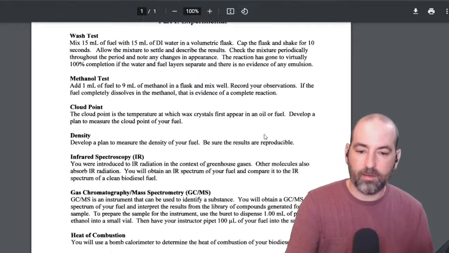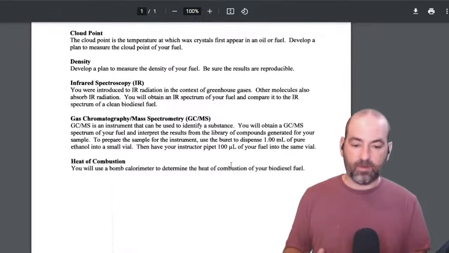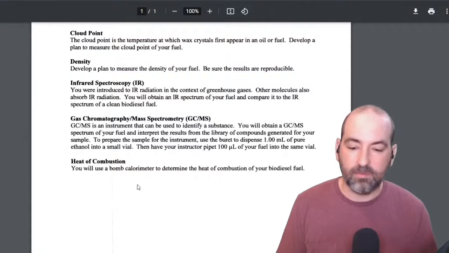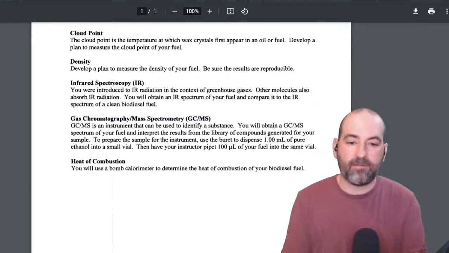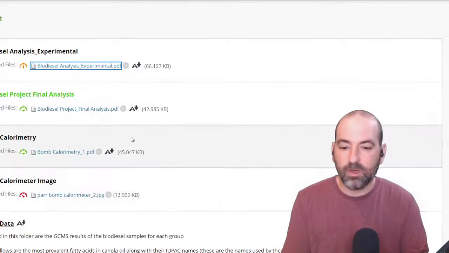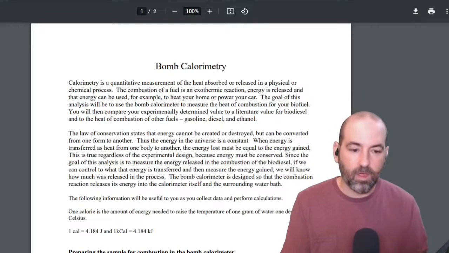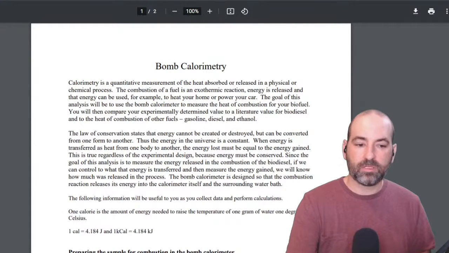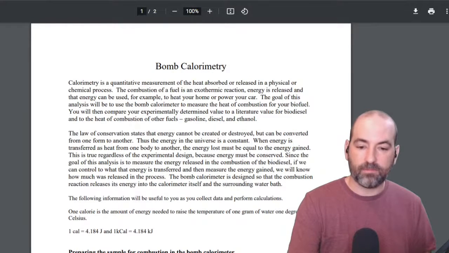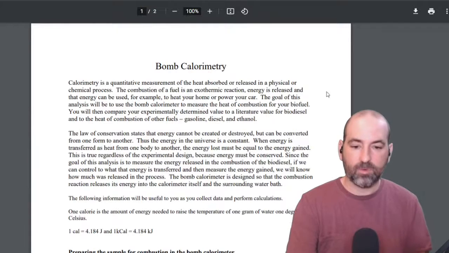Okay. So then the bulk of our time tomorrow is going to be spent measuring the heat of combustion using a bomb calorimeter. So let's talk about that for a second. First of all, that has its own procedure, which is the third one down here, bomb calorimetry. So make sure when you are getting all your materials together for lab, also print this one out. You'll need this as well.